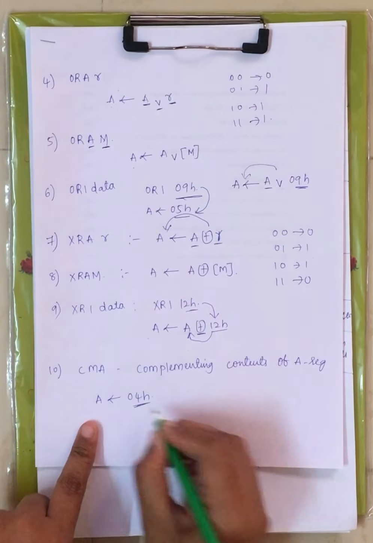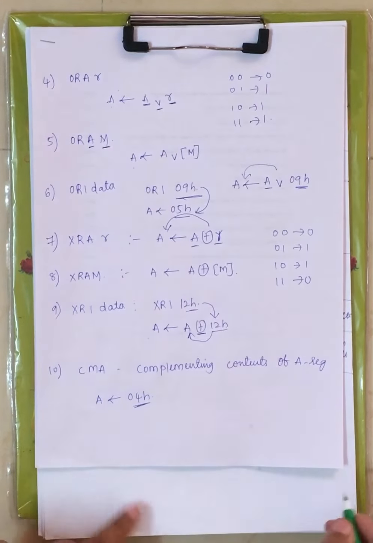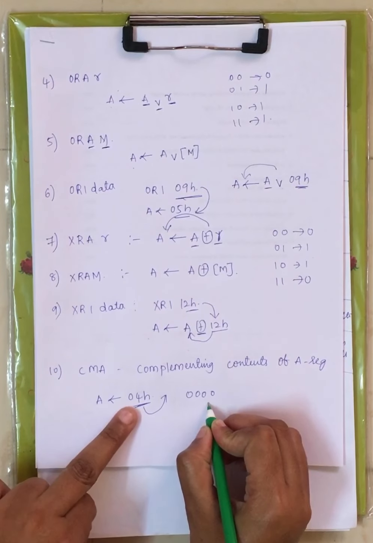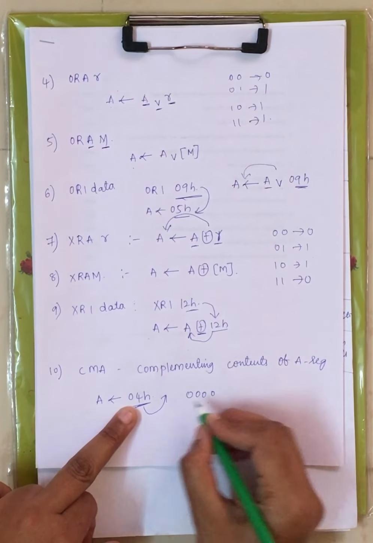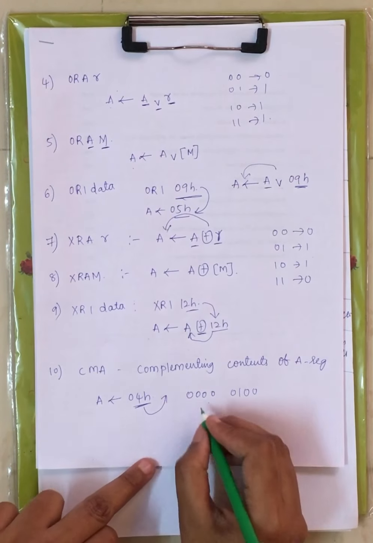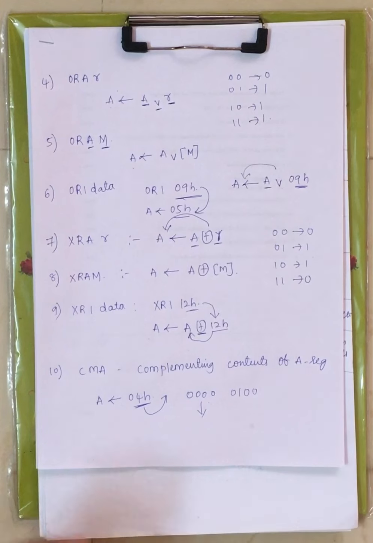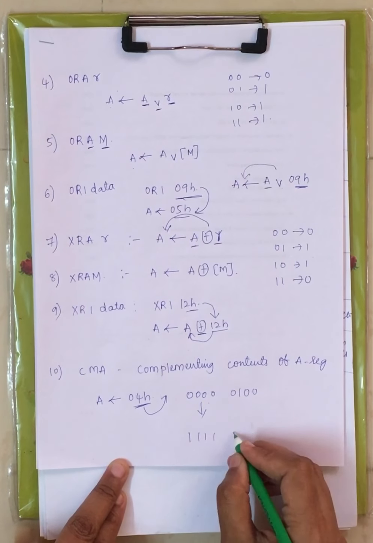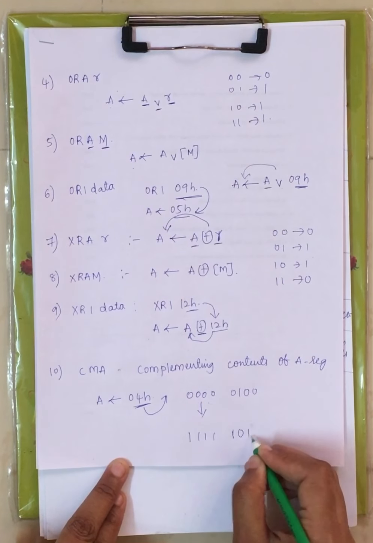Now this is in which format? Hexadecimal form. Now convert it into binary form. How will you convert? Represent in 4-bit form, right? For 0 you have to represent in 4-bit form, that is all zeros. Now for 4, 0 1 0 0, right? Now complementing, complementing means 0 will become 1, 1 will become 0. Now we have 0 1 0 0, and here it will become 1 0 1 1, right?